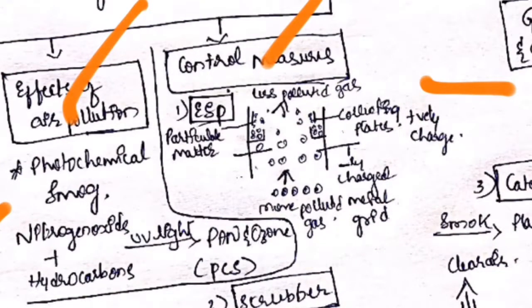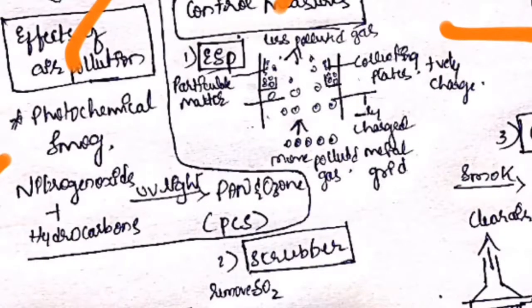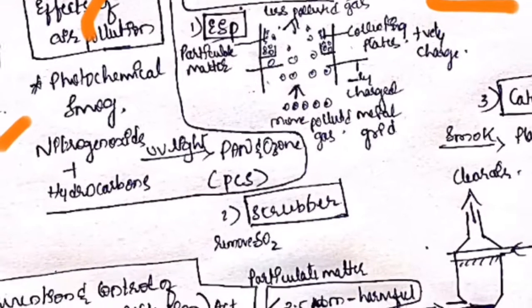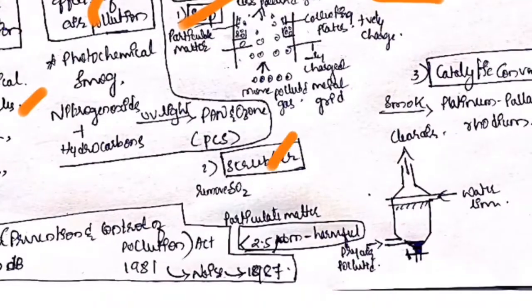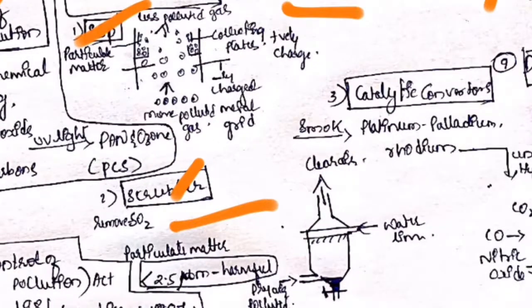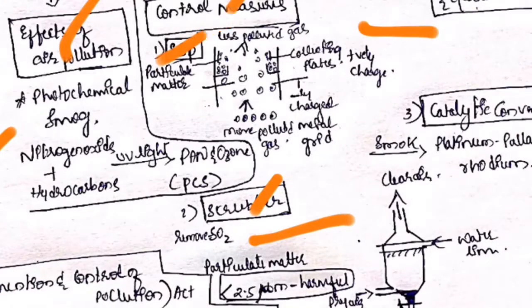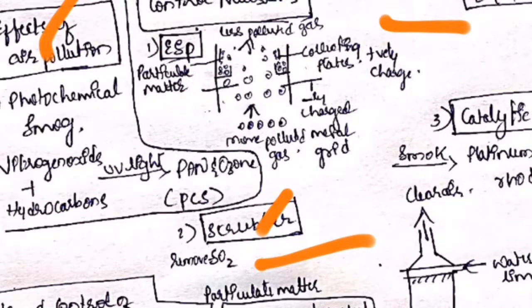Next is control measures. How to control air pollution? There are many steps, but as per our syllabus we can classify them into 3 parts. First one is electrostatic precipitator, scrubber and catalytic converter. First is the electrostatic precipitator. In an electrostatic precipitator, 99% of the particulate matter or pollutants are removed.